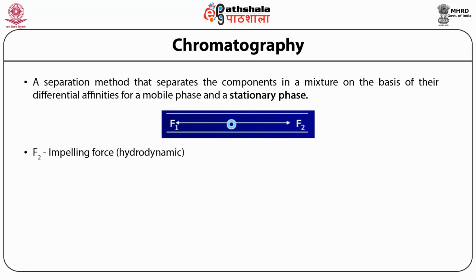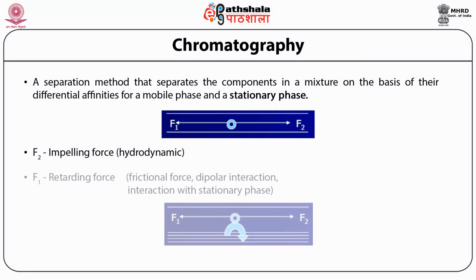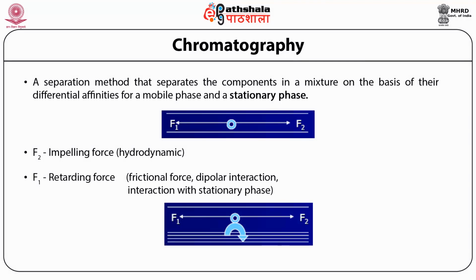F2 is the forward force which is applied by the mobile phase, whereas F1 is the retarding force which is applied by the stationary phase. This retarding force is because of the frictional force, or because of the dipolar interactions with the stationary phase. Now, among the different chromatography techniques, size-exclusion chromatography is the best known and most well-developed method for the separation of various particles according to their sizes.